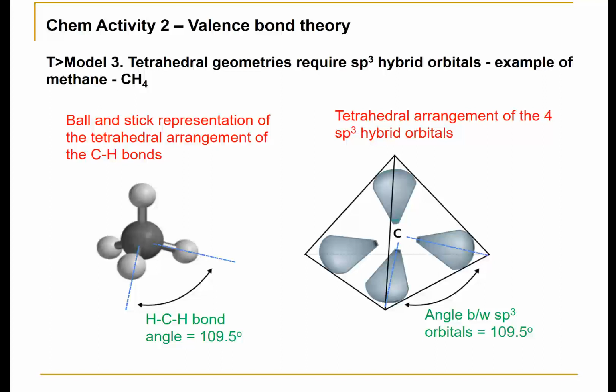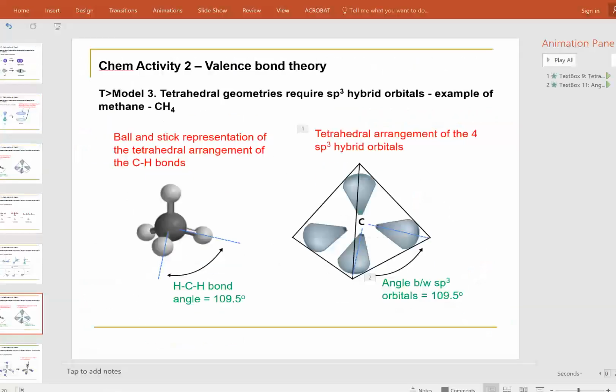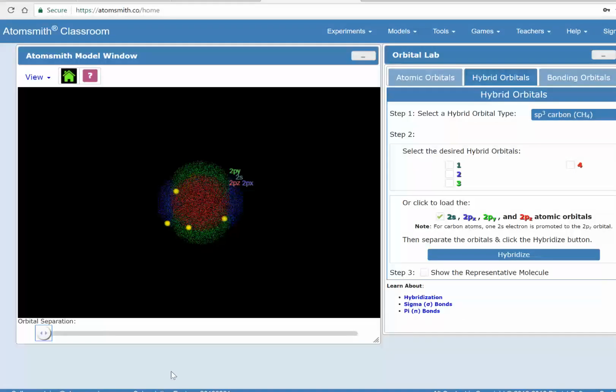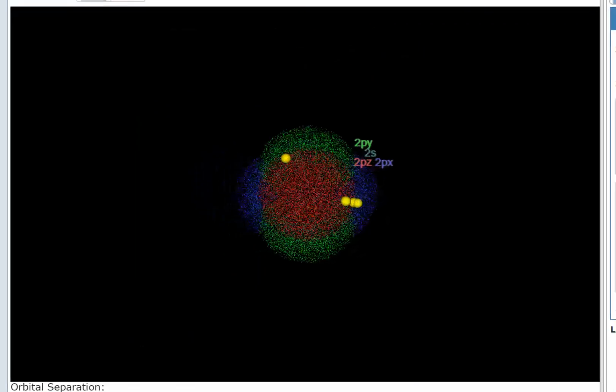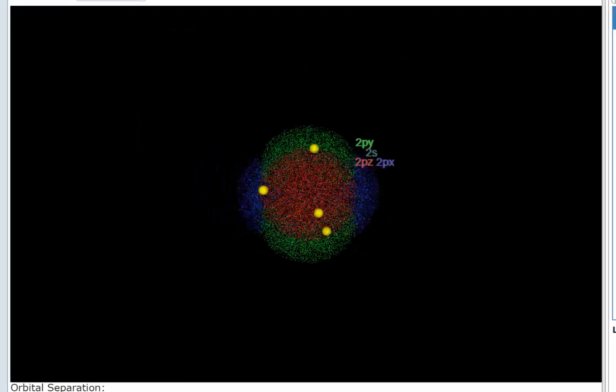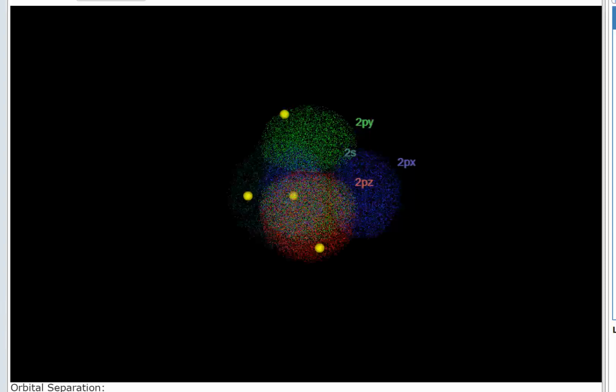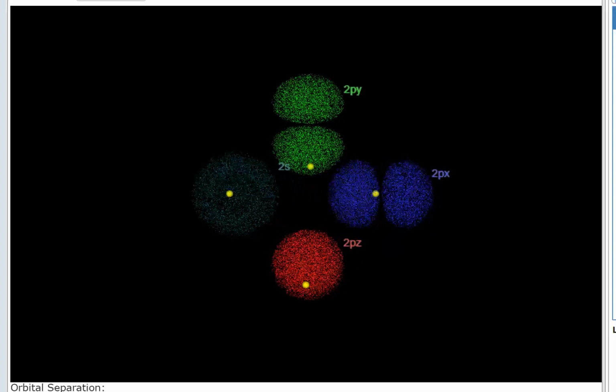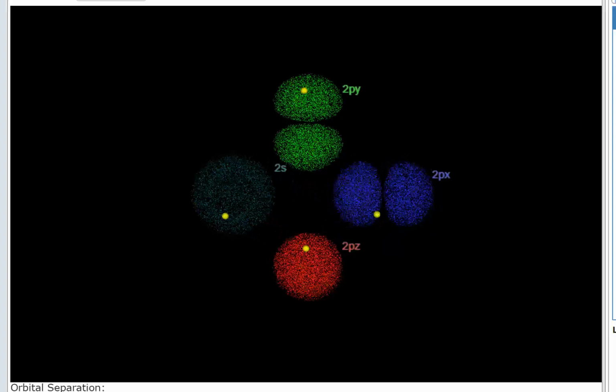Now I'm going to take you away from the slide for a minute, to a website which represents something similar. In this representation, we're starting with carbon in the excited state, but we still have the original atomic orbitals. What I'm able to do in this simulation is separate the orbitals. We can picture that there's one electron in each of the orbitals. So there's the 2s, there's the 2py, there's the 2px, and the 2pz.